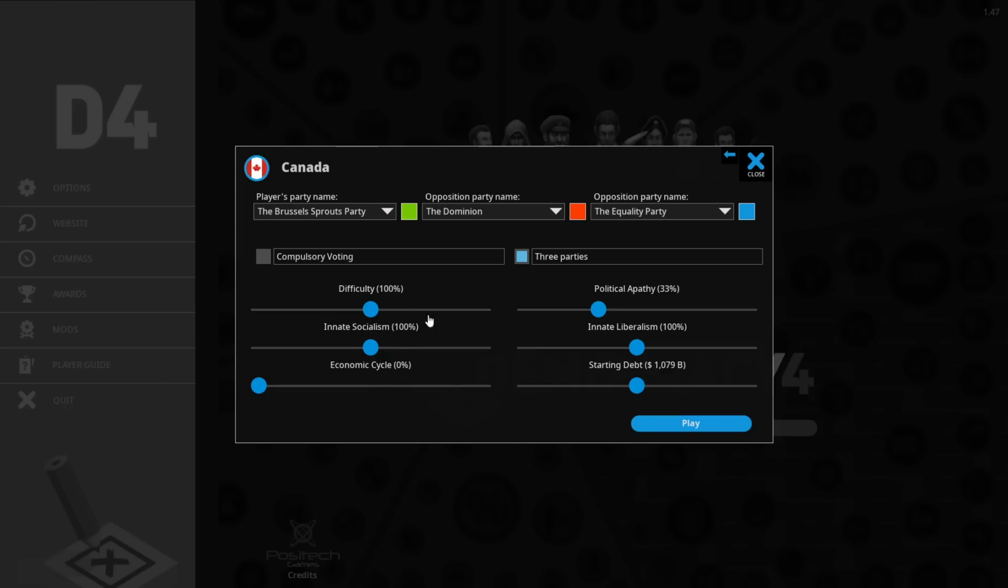Don't be confused, this is not 100% of Canadians will be socialist. We are leaving the default amount of socialism for Canada. We could make Canada twice as socialist as it is in the game here, or we could make it not at all socialist, but we'll leave all the sliders at the default. Starting debt, and we're only $1 trillion in debt, you know, no biggie, right?